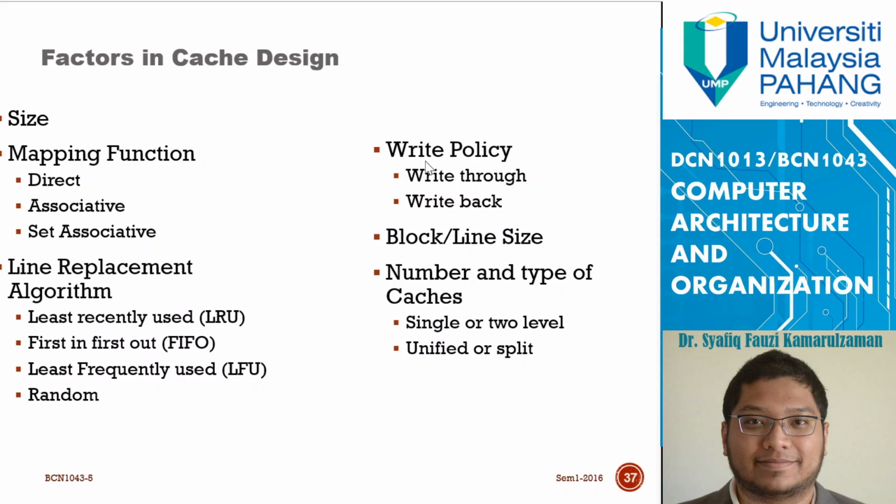For the algorithms, I've given examples: least recently used, LRU; first in first out, meaning the first data in will be the first data out when new data comes in; and least frequently used, where the data accessed the fewest times will be removed; and random removal. So these are examples of how they remove data from cache and replace it with new data from the RAM. And then we have the write policy, which is write through and write back. We have block and line size. And then we have the number and type of caches, single or 2 level, and unified or split.